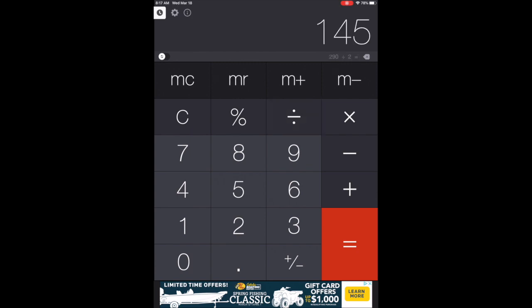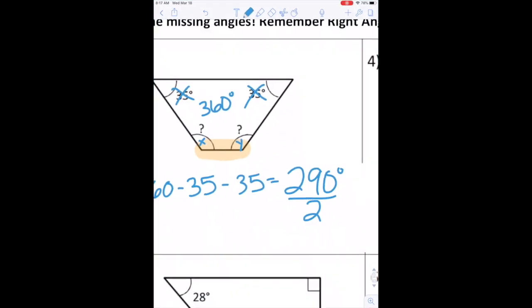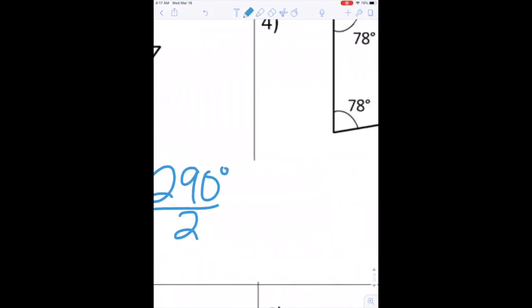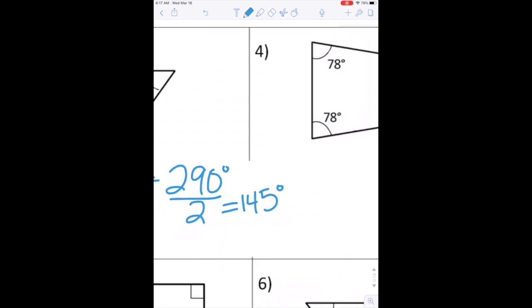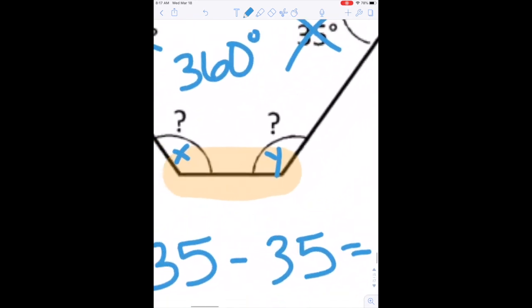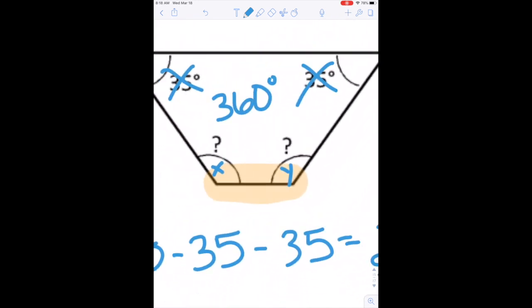That means that each of those angles is worth 145 degrees. So if I go back to my picture, I can label it. This one is 145 degrees. 145. And all together then this whole shape, if I added them all back up, would be 360.